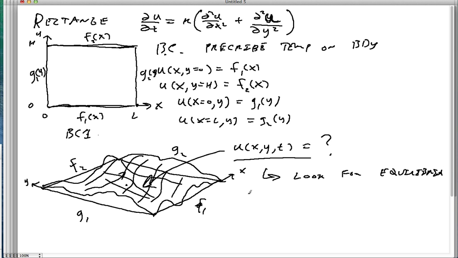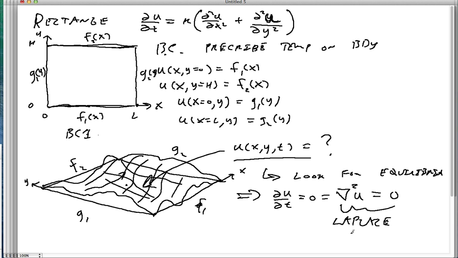All right, so that means we're looking for solutions of the form that have no change in time, and that is precisely what we call Laplace's equation. Okay, so let's get started.